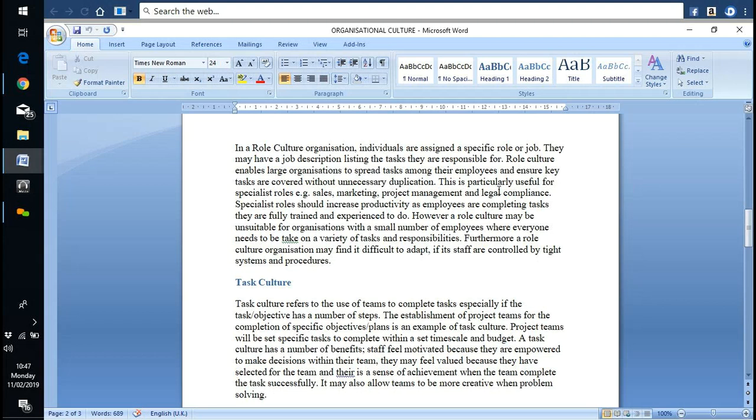Looking at legal compliance, project management and legal compliance. Specialist roles should increase productivity as employees are completing the tasks they are fully trained and experienced to do. And that is a really important factor. I have seen over the last 20 years working in different colleges and different organisations, and you can't understand it really to some extent. In engineering, you were promoted if you could do certain tasks, and you were given any further training you needed to move on to that wider scope if you needed to.